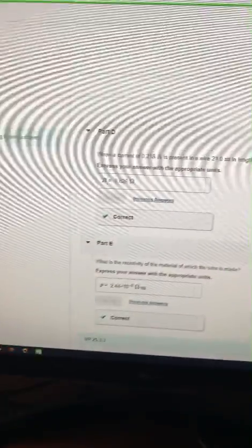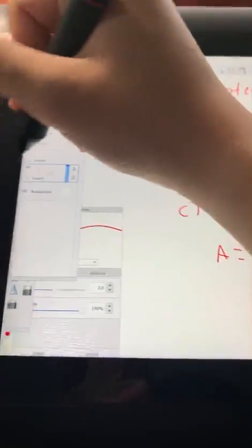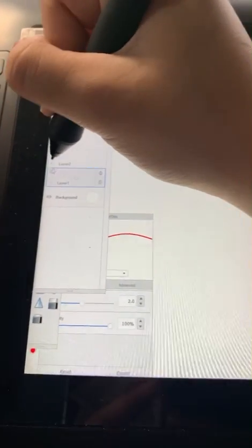So moving on to part D, the question states, when a current of 0.218 A is present in a wire 21 meters in length with a cross-sectional area of 8.19 times 10 to the power of negative 7 meters squared, the electric field inside of the wire is 6.5 times 10 to the power of negative 3 volts per meter. What is the resistance of the wire? So we're gonna clear this out real quick.